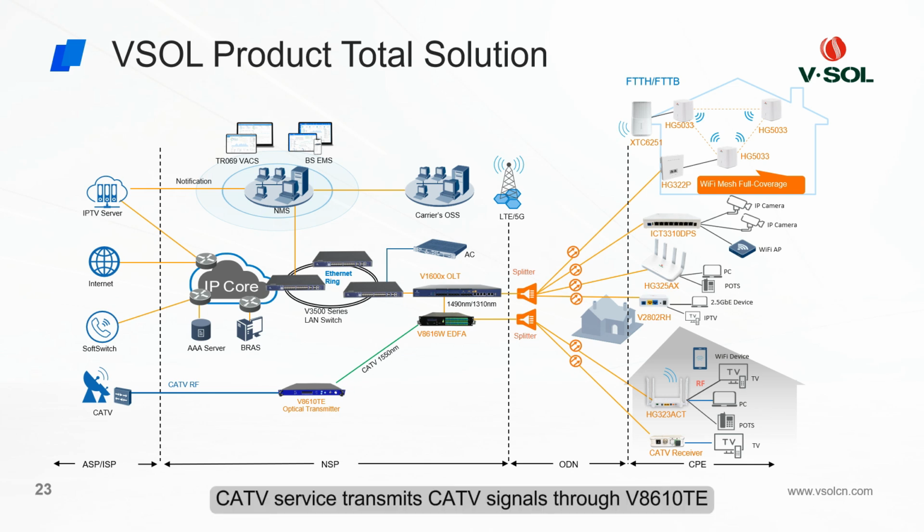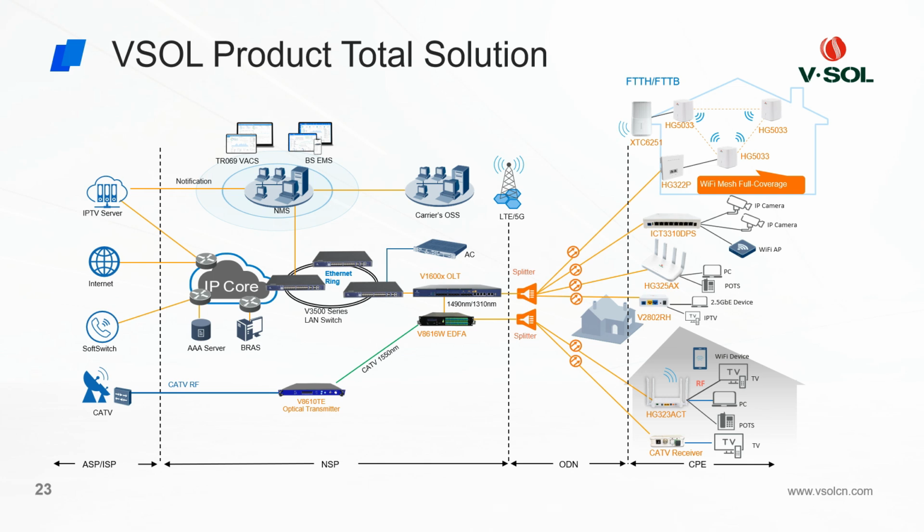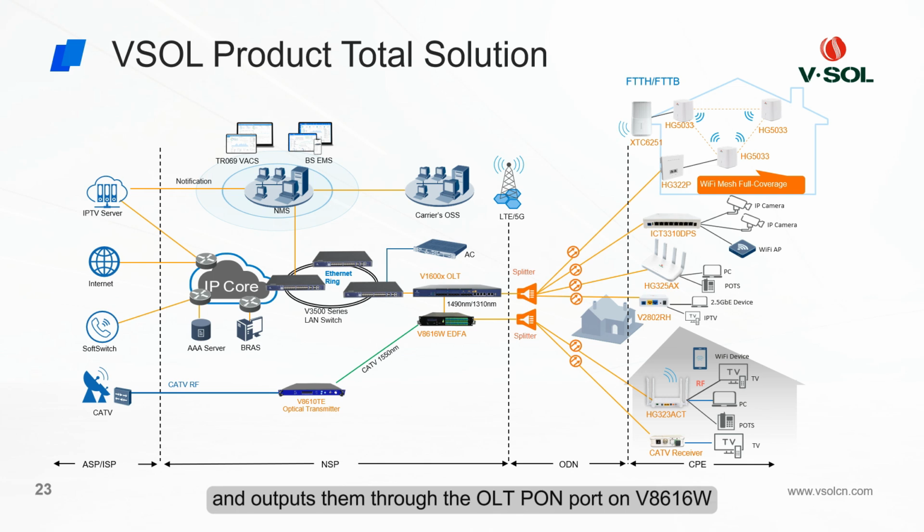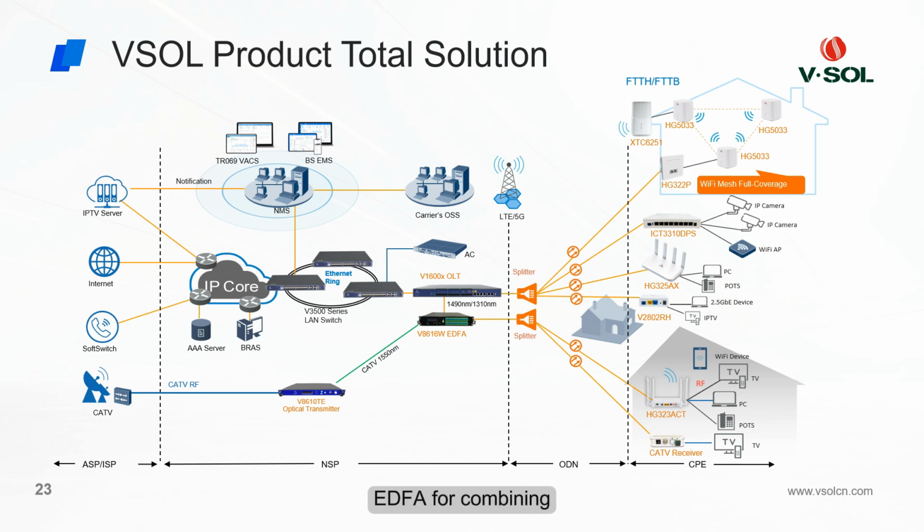The CATV service transmits CATV signals through V8610TE and outputs them through the OLT PON port on V8616WEDFA for combining. The CATV signals are then sent to the ONU along with other Internet services.